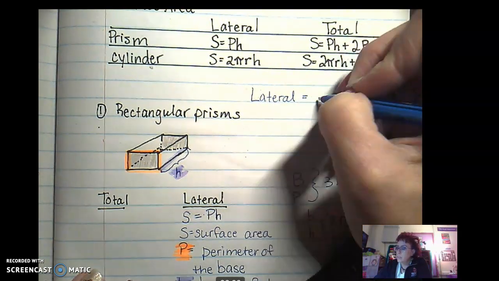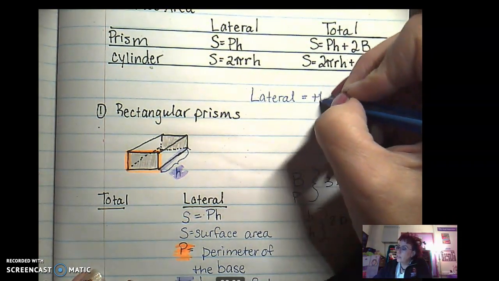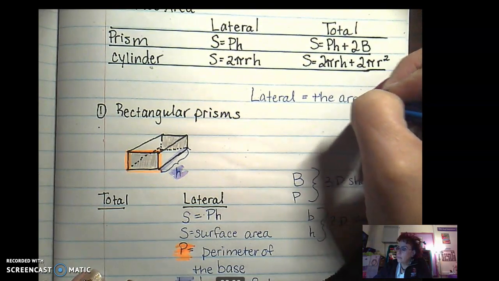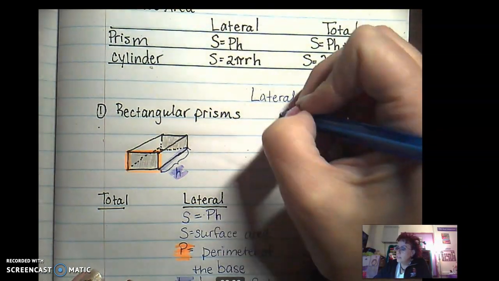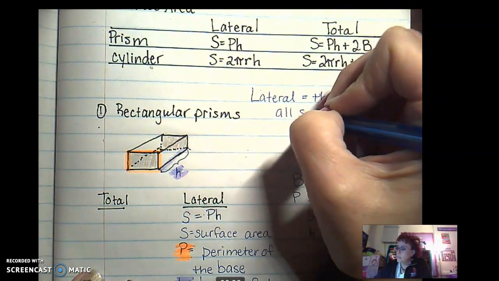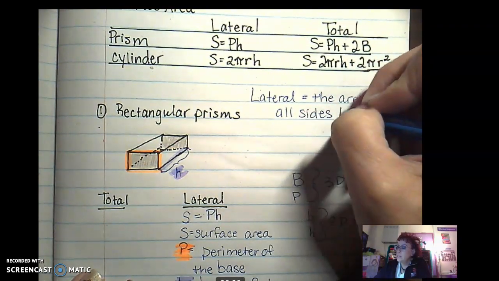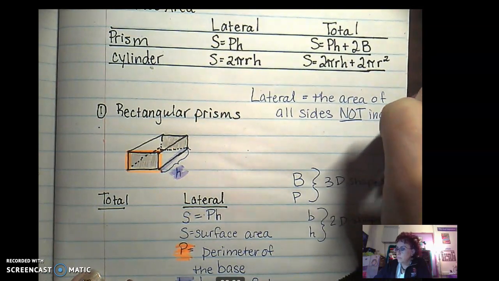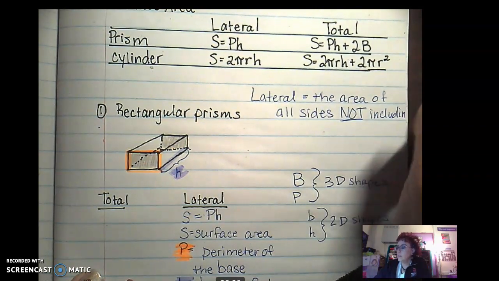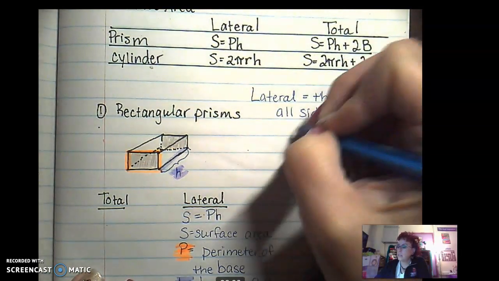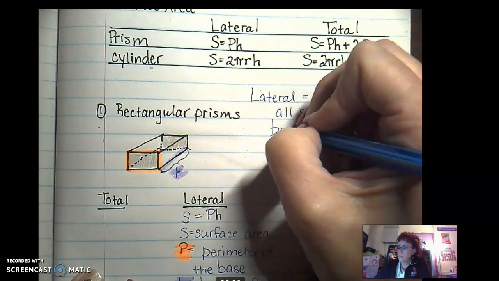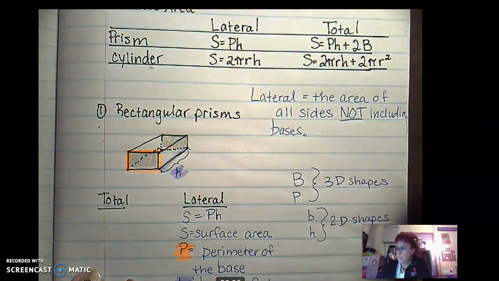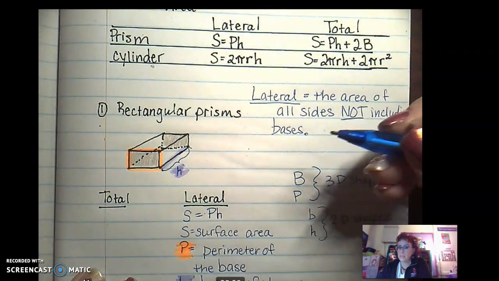Lateral, the area of all sides, not including bases. Ooh, ran out of room there. Not including bases. You don't include the bases for lateral. Now total surface area includes the bases.